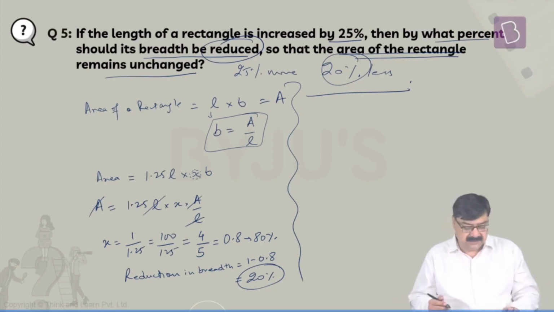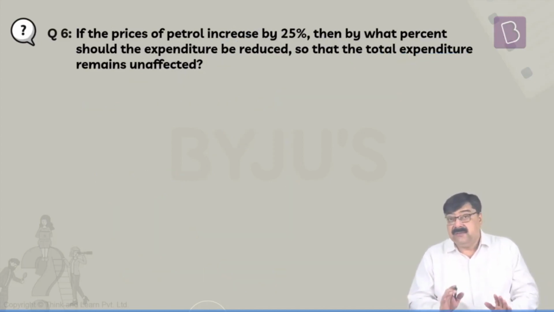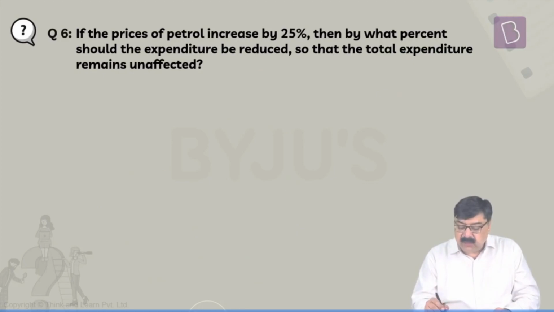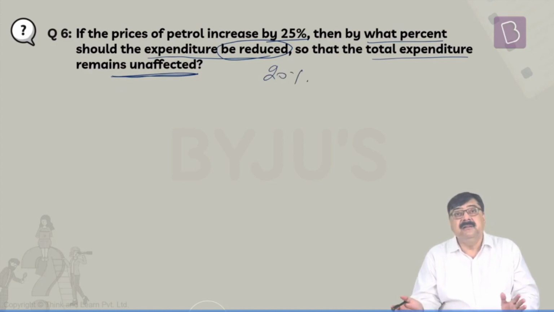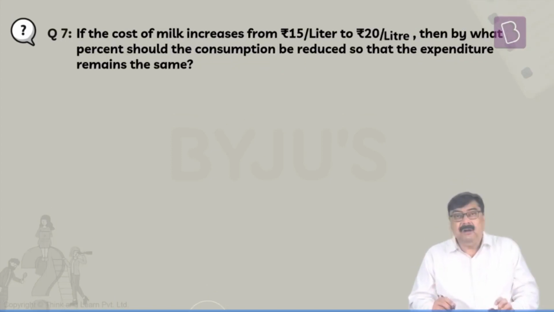Simple as that. All right, let's solve this fast. If the price of petrol increases by 25%, then by what percent should the expenditure be reduced so that the total expenditure remains unaffected? 20%. This is an examination question which appeared in CSAT. Now you see, if you memorize these pairs, 25% and 20%, 50% and 33.33%, you will be able to solve these questions really fast.